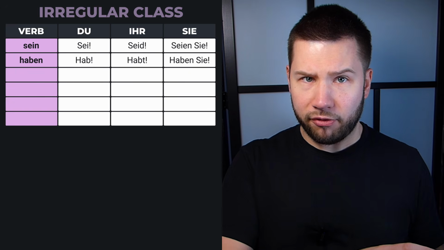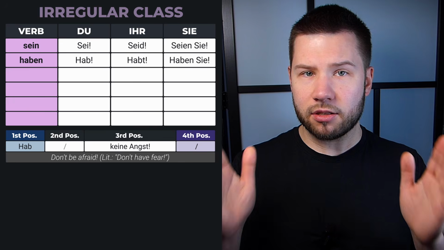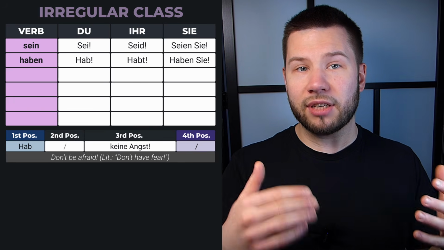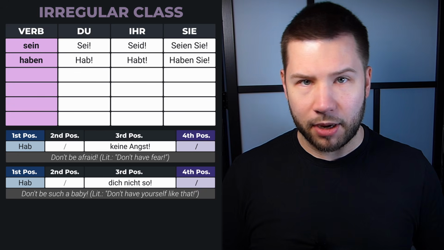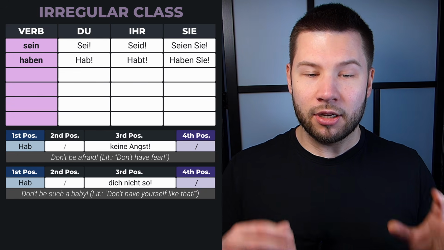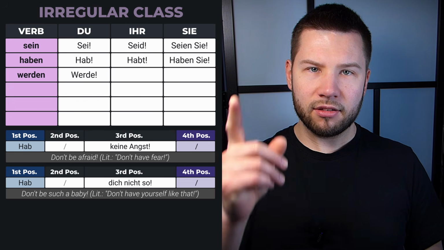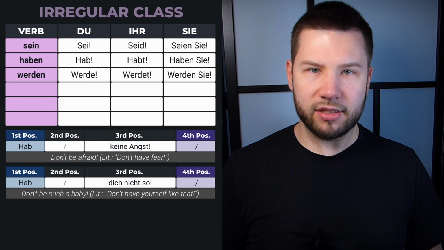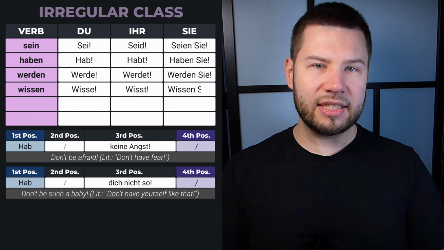This verb in its imperative form isn't used all that much, besides constructions like hab keine Angst, don't be afraid, literally don't have fear, or expressions like hab dich nicht so, don't be such a baby, which literally translates to don't have yourself like that. Werden, werde, werdet, werden Sie. Wissen. Wisse, wisst, wissen Sie.